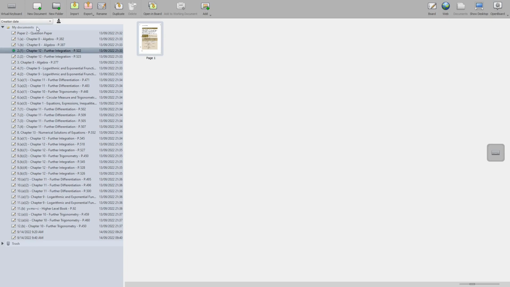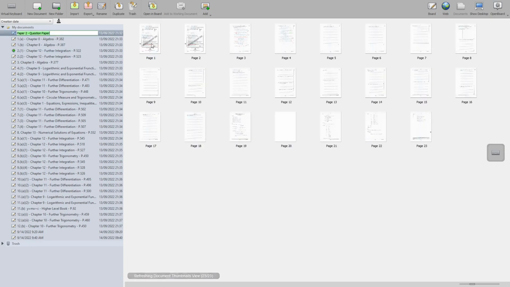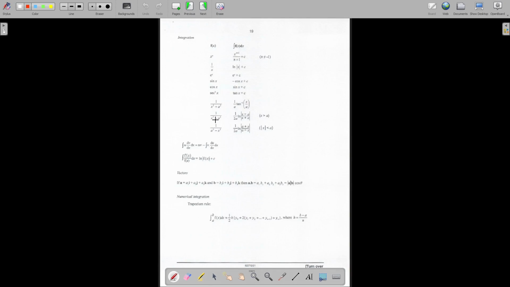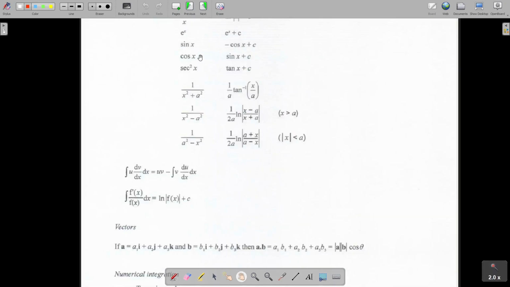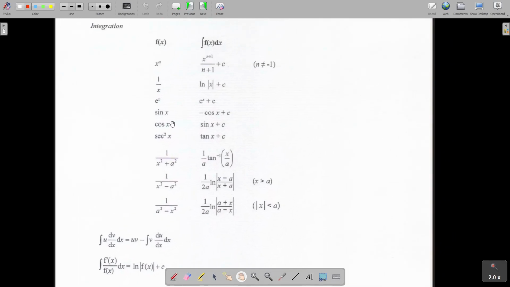I'm going back to the question paper. Okay, there's the formula sheet. There's integration. The problem for me here was that on the formula sheet, you will just see the basic one. That's the only one I see here. So that will help you, but I think it's more clear in the textbook.